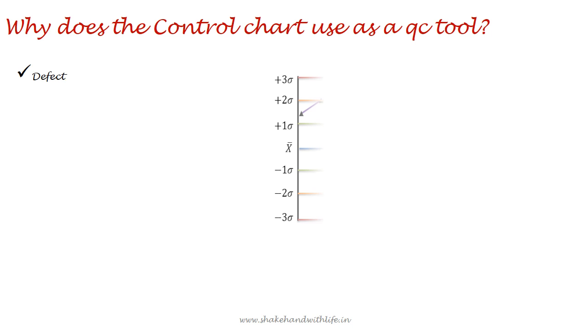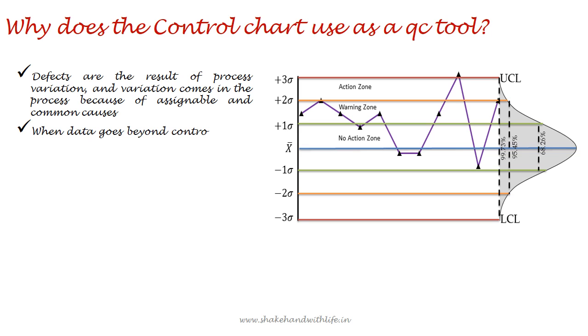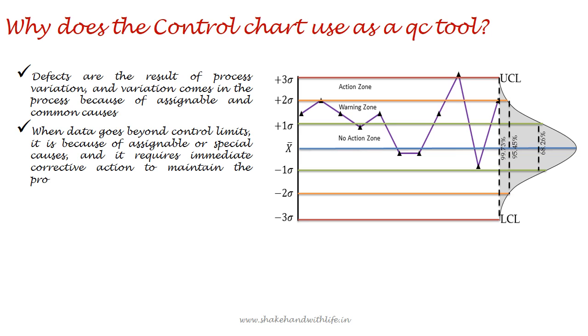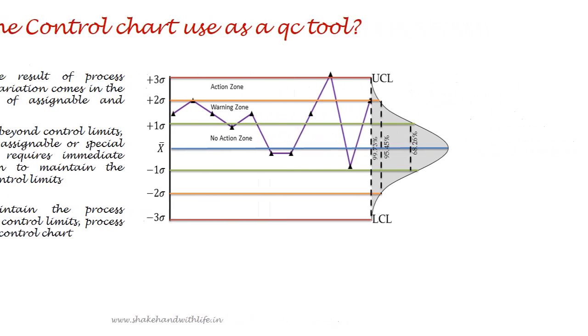Why is the control chart used as a QC tool? Defects are the result of process variation, and variation comes into the process because of assignable and common causes. When data goes beyond control limits, it is because of assignable or special causes, and it requires immediate corrective action to maintain the process within control limits. Hence, to maintain the process variation within control limits, the process owner requires a control chart.